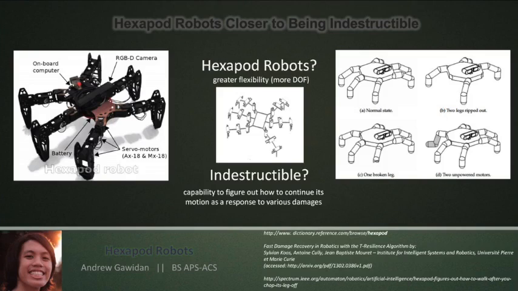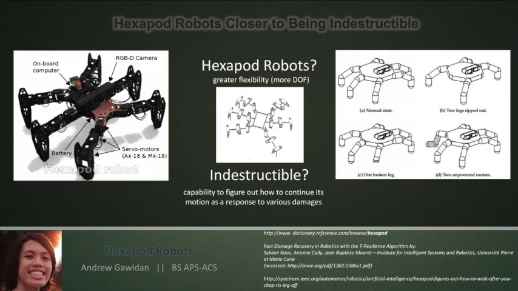First of all, what are hexapod robots? Hexapod robots are mechanical vehicles that walk on 6 legs. A robot can be statically stable on 2 or 3 legs, but a hexapod robot provides a greater potential for flexibility in terms of movements due to the degrees of freedom the additional legs can provide.